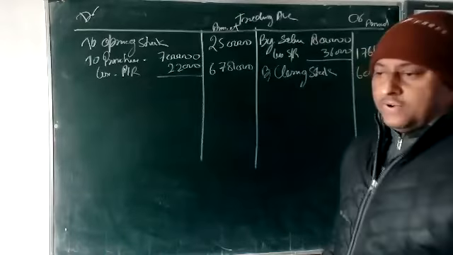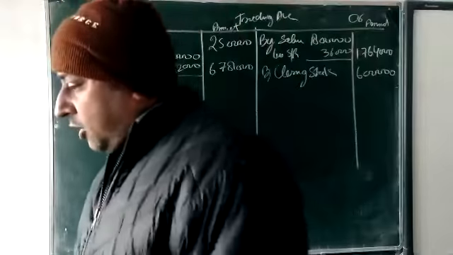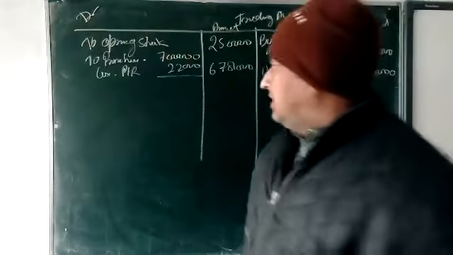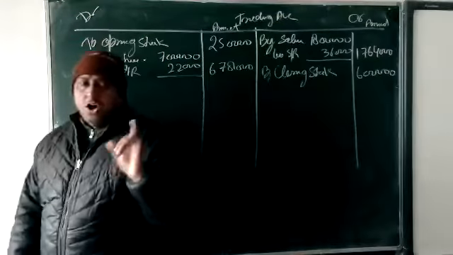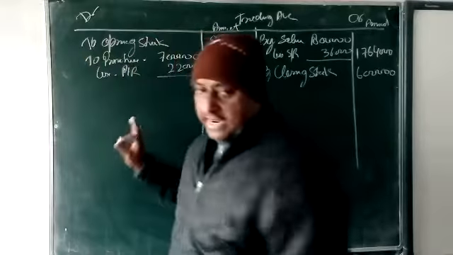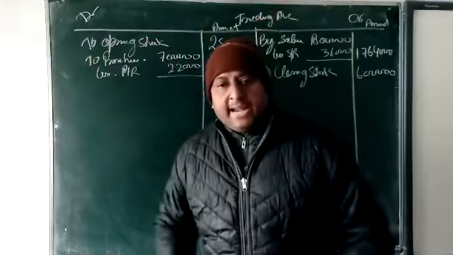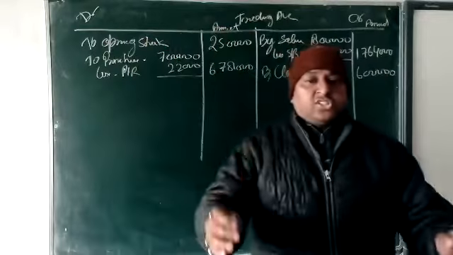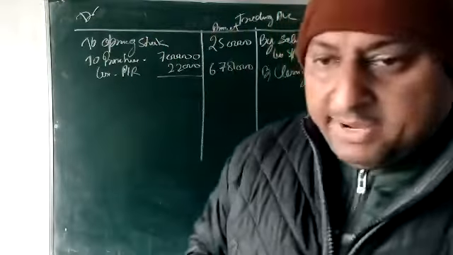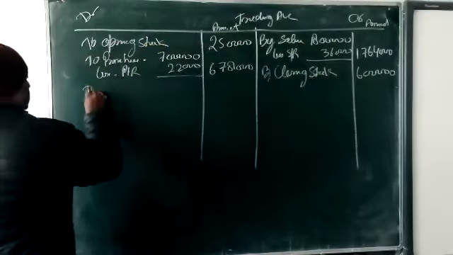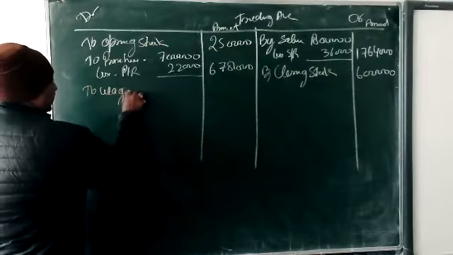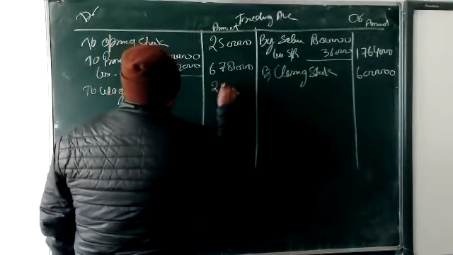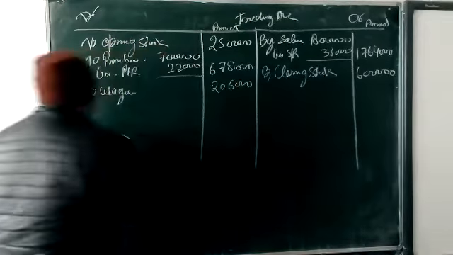Okay. Now go for the next and other information. Read all the information, beta. All the heads. Sir, wages. Wages is a direct expense, beta. All the direct expenses we are putting on this side. Direct expense means the expense which is related with purchase or production. Wages amount, beta? Sir, 2,06,000. Then next.